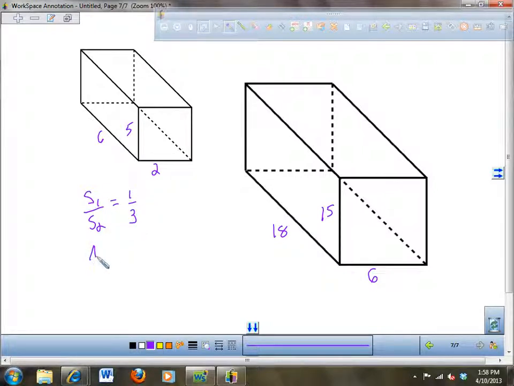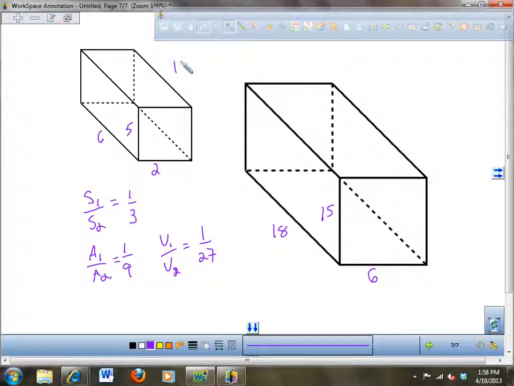What's the ratio of the areas, area 1 to area 2? You square these, 1 to 9, right? What's the ratio of volume 1 to volume 2? 1 to 27. We think that it's 1 to 27, according to what Harry just said. So you cube this to find this.